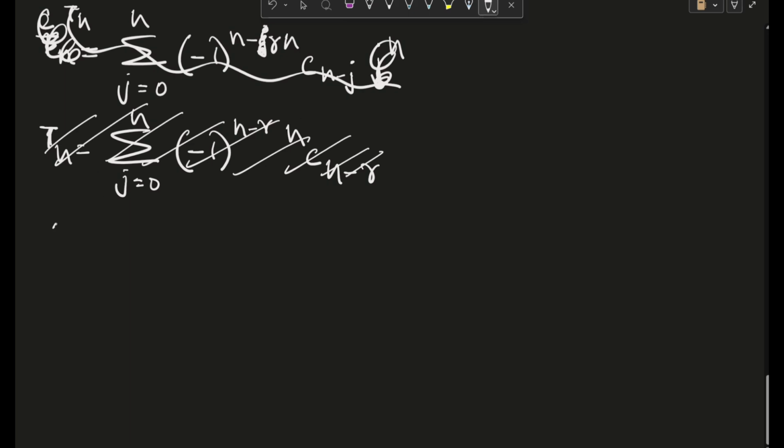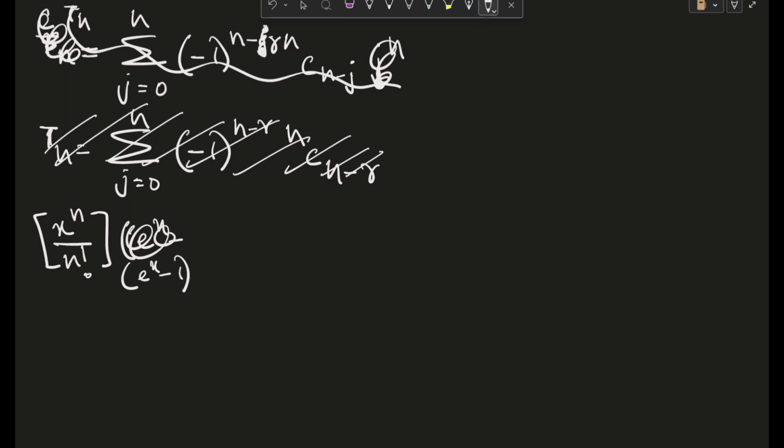Basically, I am writing this as x power n by n factorial. This is a way of representing. I don't know whether this is a very formal way of representing. Anyways, just a way of representing. And I will write (e power x minus 1) power n. Basically, the coefficient of x power n by n factorial in (e power x minus 1) power n.